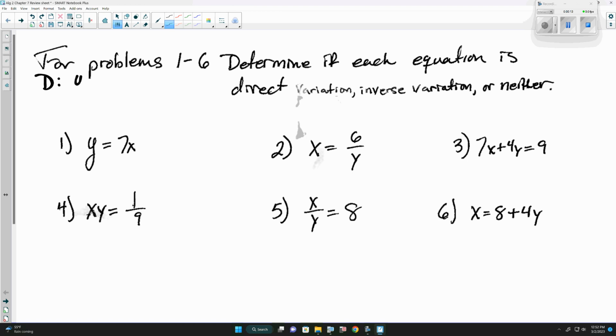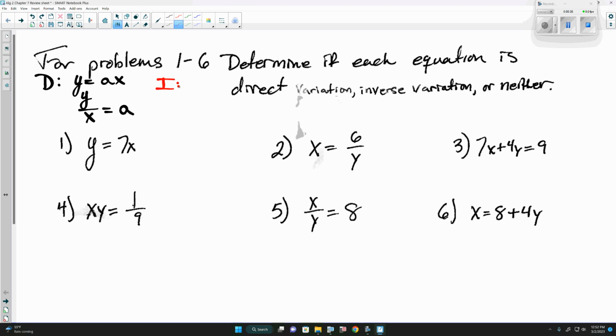Now, direct variation, the main equation we have is y is equal to a times x. We could say x is equal to a times y. Both of those are the same thing. The other variation that we have of this is y over x is equal to a. We could say x over y, y over x, same thing.